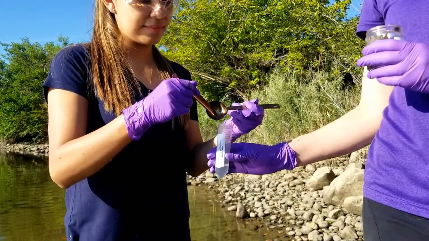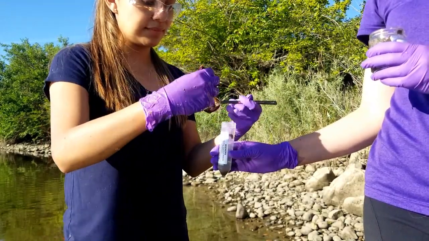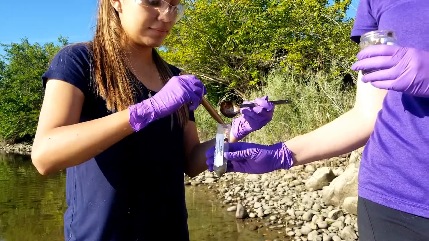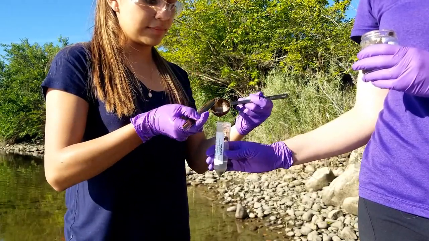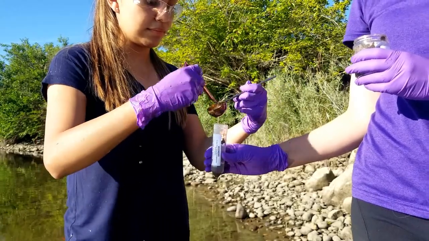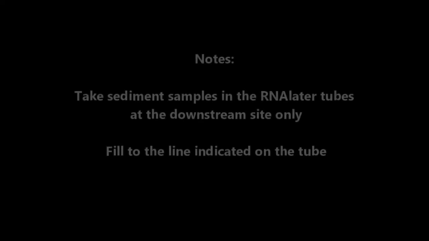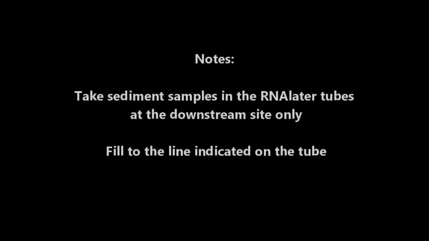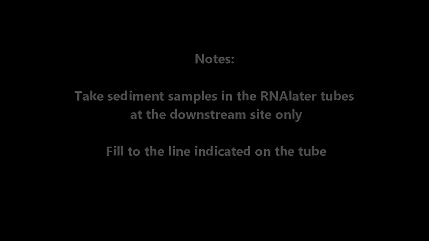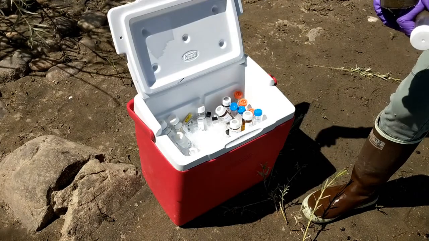For the downstream location only, you will also need to locate the 2 50 ml Falcon tubes pre-filled with RNAlater. Use these to take composite samples in the same way as you did with the jar. Only add sediment to the fill line indicated on the RNAlater tube. Overfilling will diminish the preservation of RNA. Store the sealed tubes and jar in the cooler.